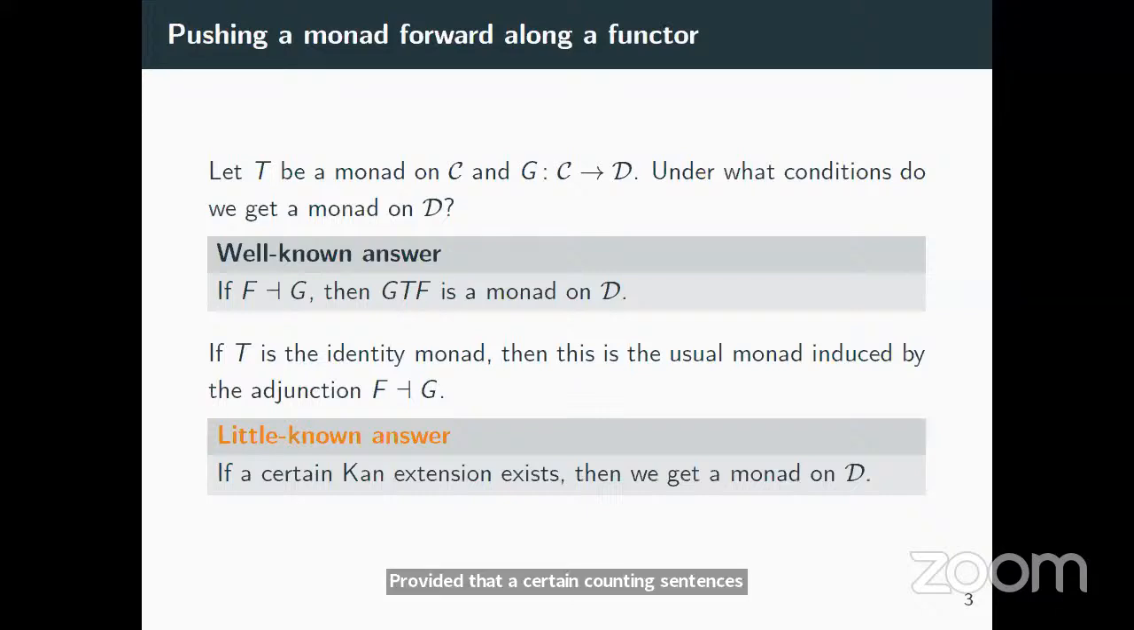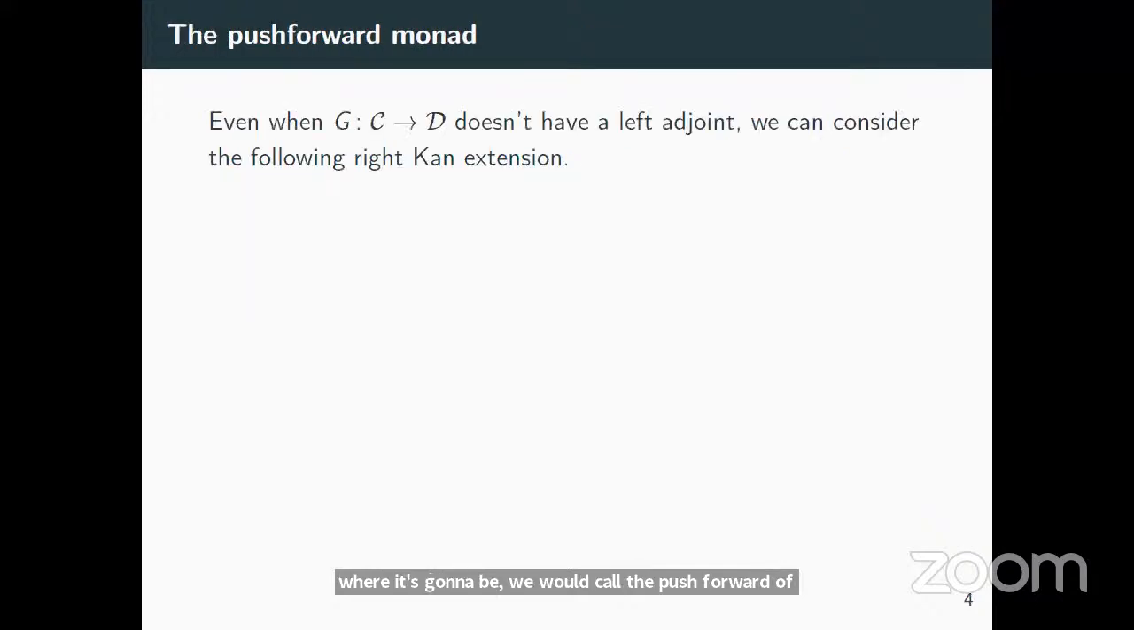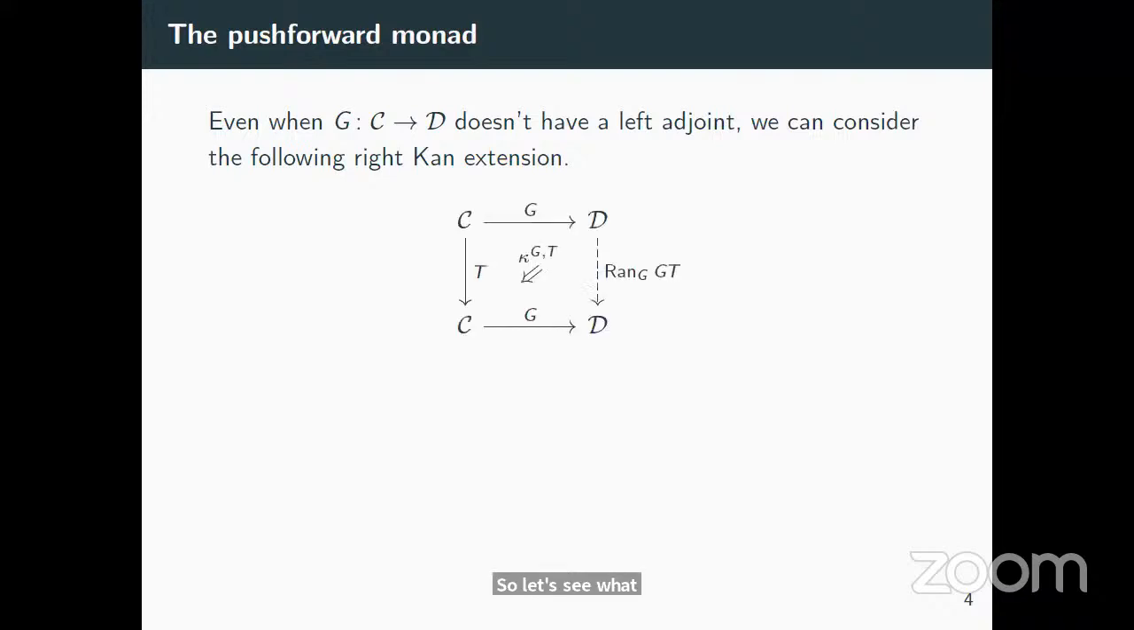And this is what we're going to call the push forward of T along G. So let's see what this Kan extension is going to be. I'm going to consider the following diagram. I have my monad T here on the left. I'm going to write my functor G twice.